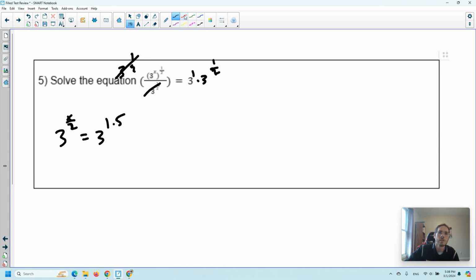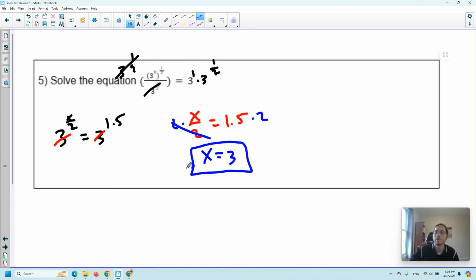And now, just like the others, this one actually ends up being really easy, because when the 3s go away, I get x over 2 equals 1.5. Well, I'll just multiply both sides by 2 to get rid of the 2. And x is also 3. It's already done. So even though that one looks like it's the scariest one, it actually turns out to be the quickest one.